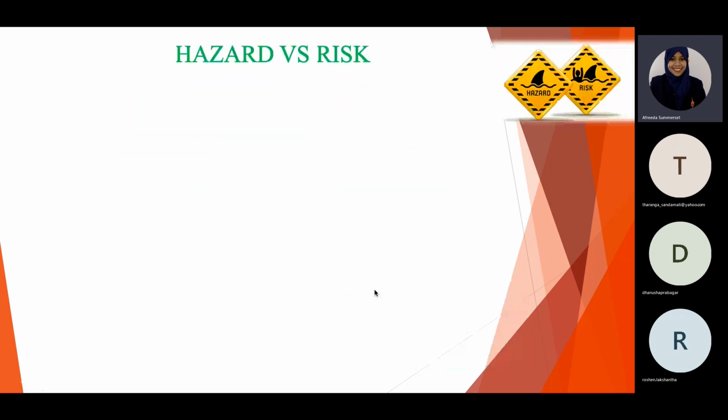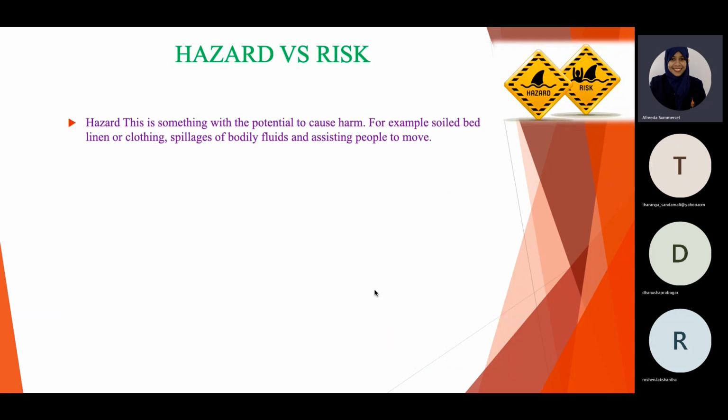Now we are going to learn about hazard versus risk, right? Let's see. So the hazard is something with the potential to cause harm. For example, soiled bed linen or clothing, spillage of bodily fluids, and assisting people to move. Many things can be a hazard. Some people said a fire is a hazard, or getting contaminated with an infection is a hazard. Anything that is going to cause potential harm, that's the keyword, right?